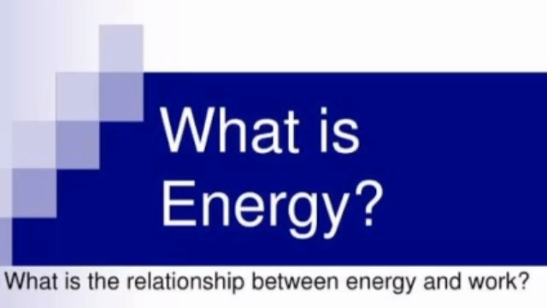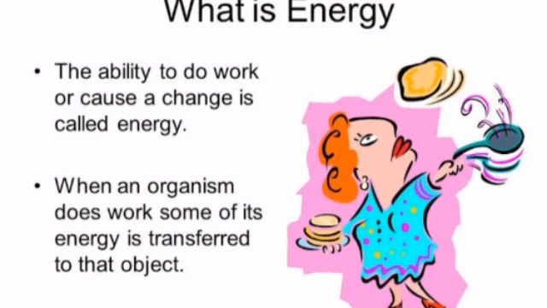What is energy? What is the relationship between energy and work? The ability to do work or cause a change is called energy. When an organism does work, some of its energy is transferred to that object. So, the capacity to do work is called energy. The units of work and energy are the same. Work and energy are both measured in the unit named Joule, the SI unit, that is, the System International unit.